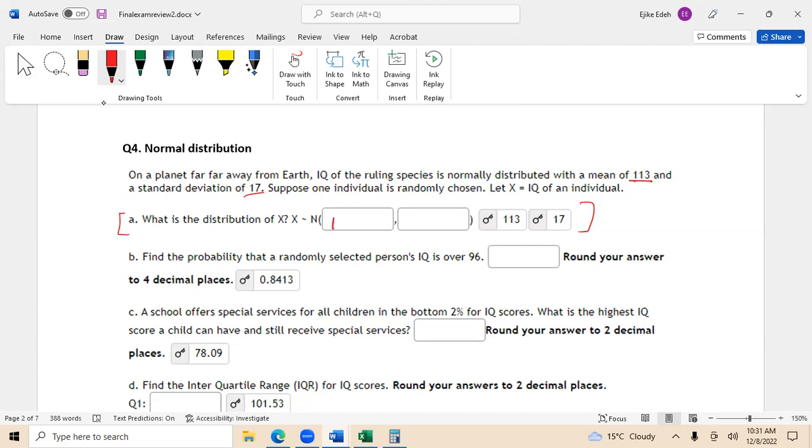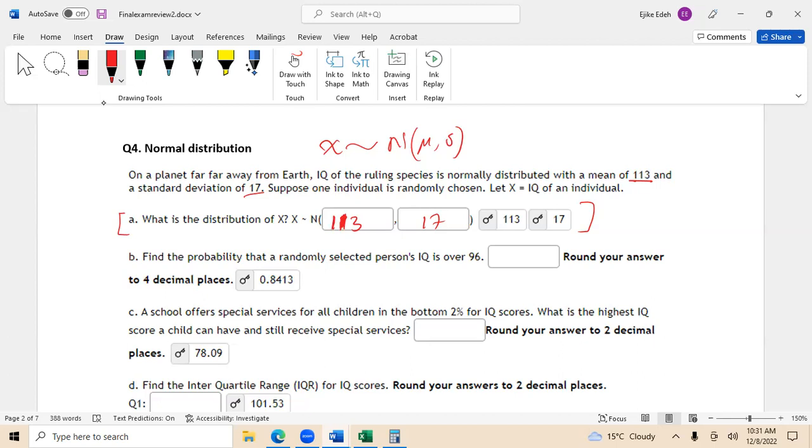So in the first part, this normal distribution is symbolic. You're supposed to have your mean, 113. And in the second part, you're supposed to have your standard deviation. This is written as X is normally distributed as mean, comma, standard deviation. This is the symbolic notation. If you go further in this course, you will see the need for having that.